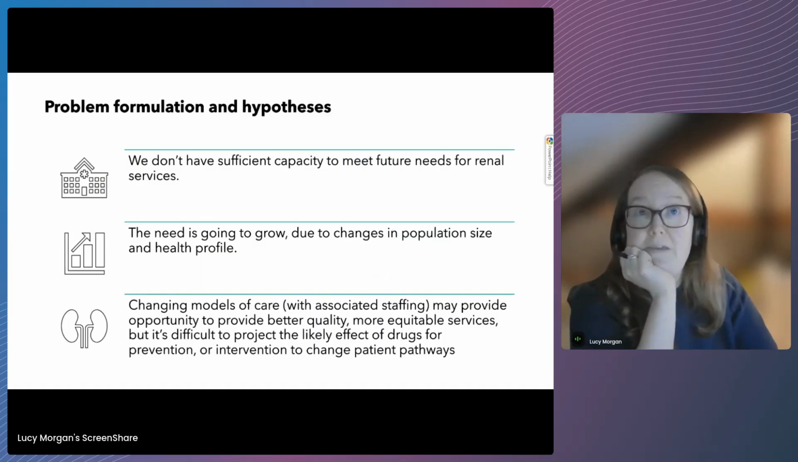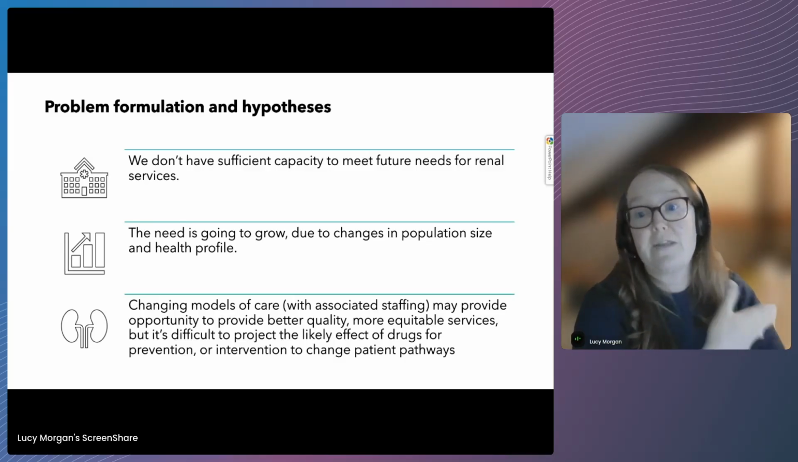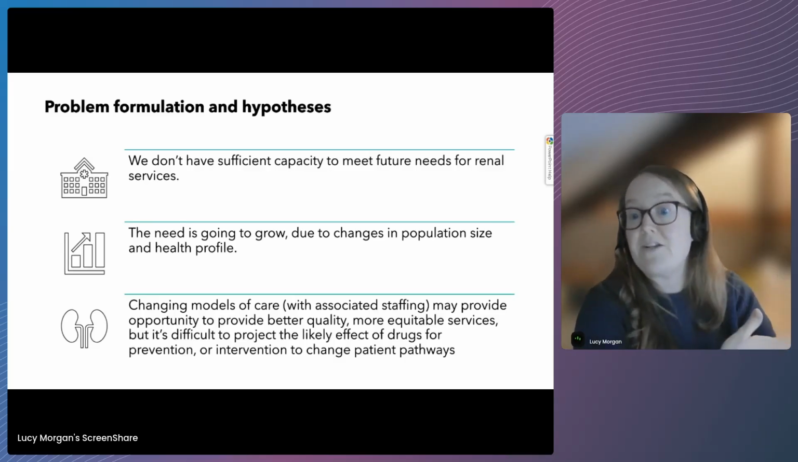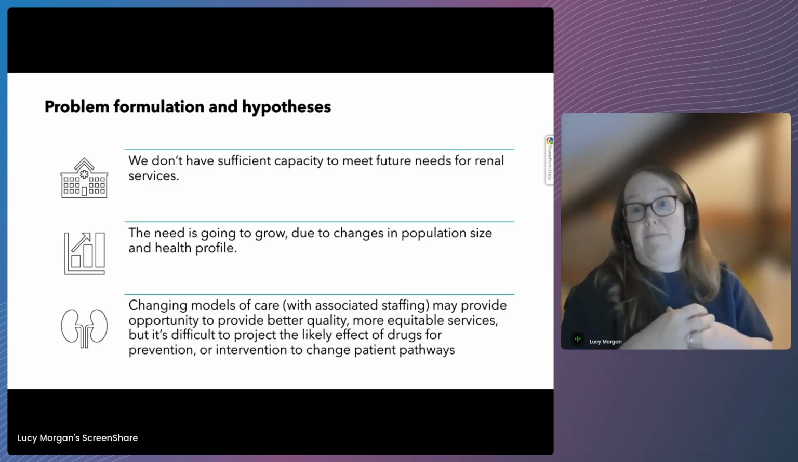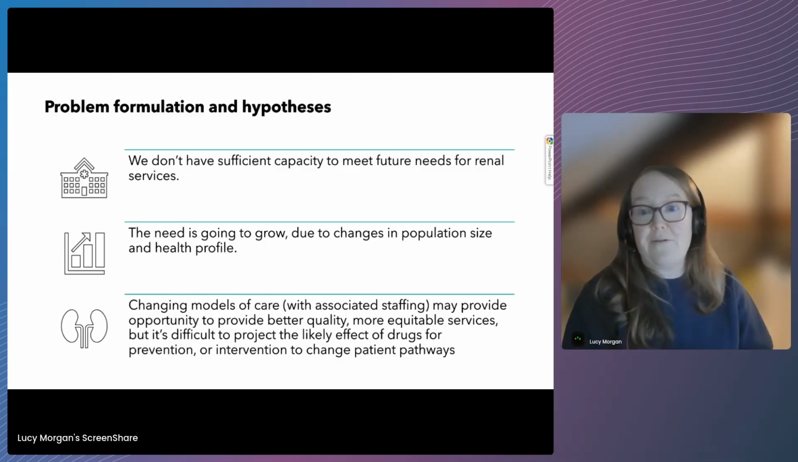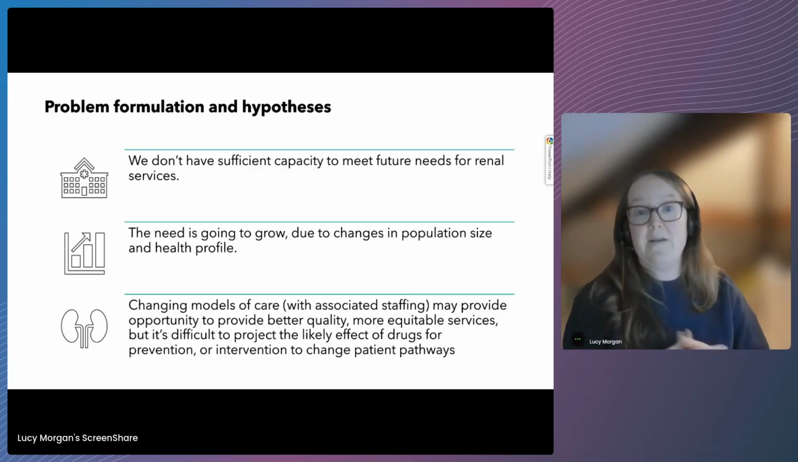So to give you the backdrop of kidney care at the moment, we know the challenge is that we don't have sufficient capacity to meet the future needs for renal services. A lot of modelling has been done as to what's going to happen in future, and they're all pointing to the same kind of picture where the incidence to kidney replacement therapy is growing and growing over time. We're not going to, given our current infrastructure, have the capacity to treat all of those people. So need is growing because population is growing and the health profile is changing in the population.